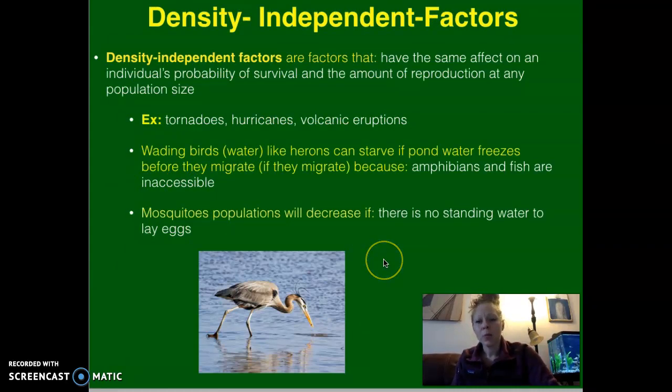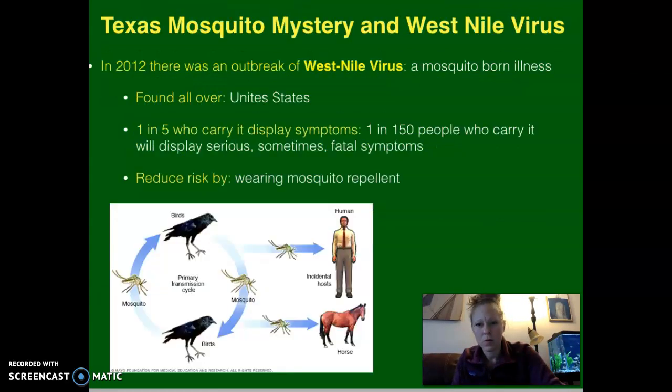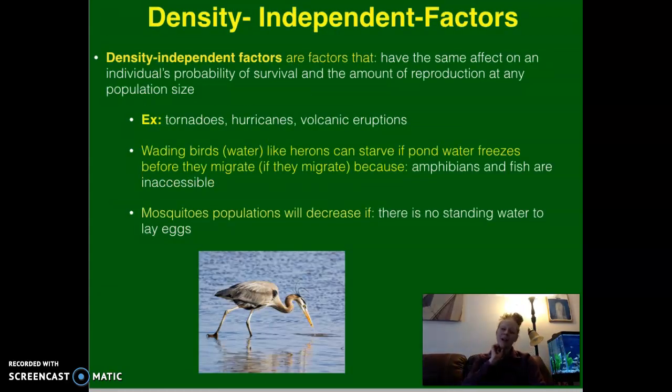So some examples, we talked about density. We talked about density dependent factors, like food, space, disease. Those are all density dependent factors. Let's talk about some things that are going to alter the size of a population that are density independent. They don't have to do with the size of the population. And so these are going to be random events, like tornadoes, hurricanes, volcanic eruptions. These things are going to affect the size of a population, but it doesn't have to do with the size of the population.